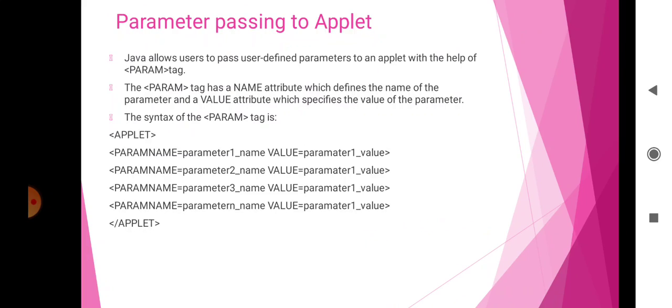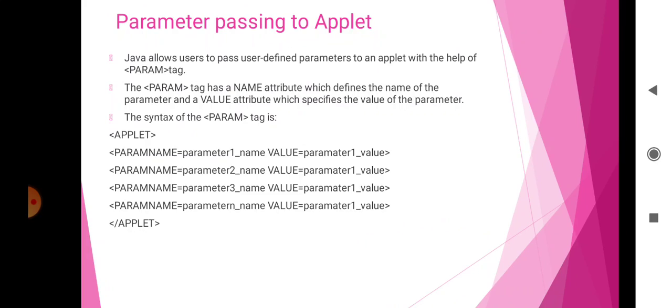Then parameter passing to applet. Java allows the user to pass user defined parameters to an applet with the help of the param tag. The param tag has the name attribute which defines the name of the parameter. Here param means parameter, short form, and the value attribute specifies the value of the parameter. In the applet source code, the applet can refer to the parameter by its name to find the value.